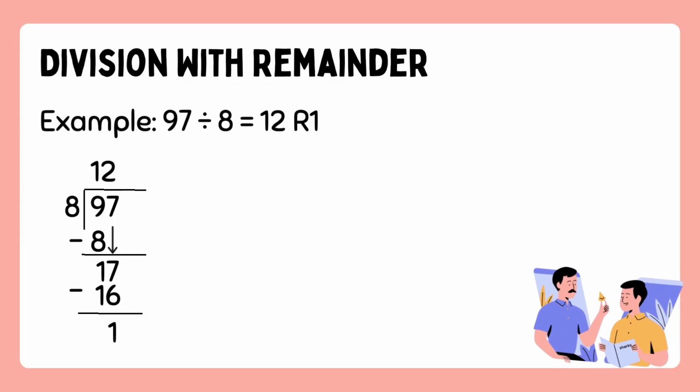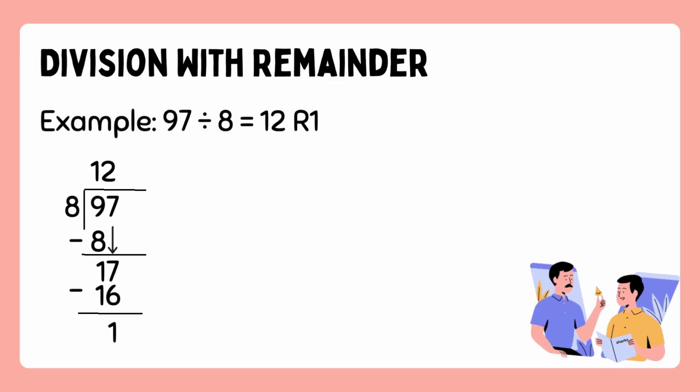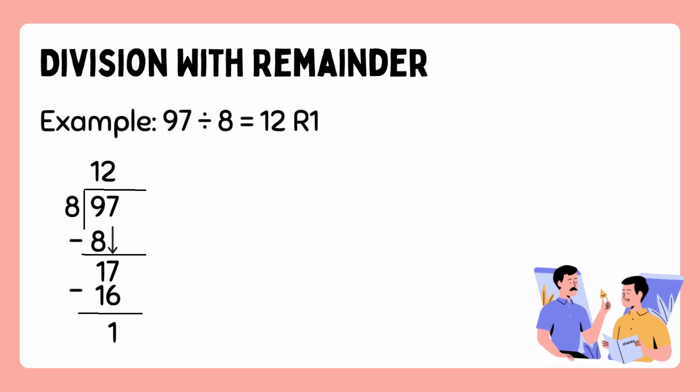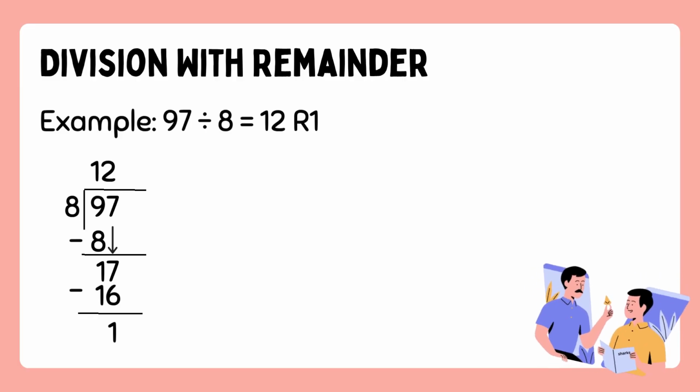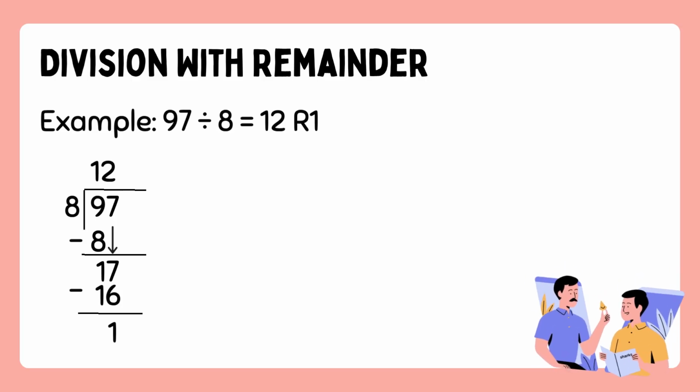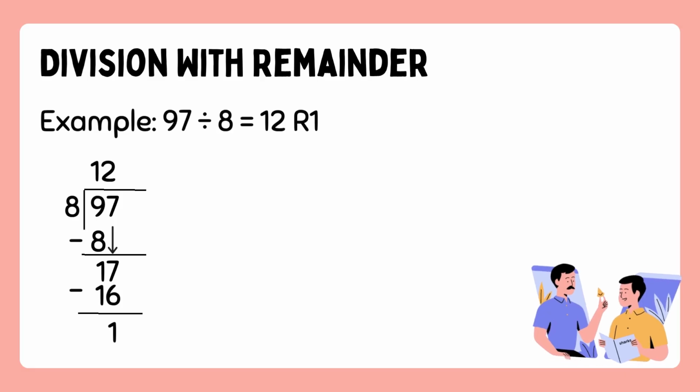Now there are no more digits to bring down, and we have a final remainder of 1. Answer format. We write the quotient as 12r1. Read, 12 remainder 1. Check. Multiply quotient times divisor and add remainder. 12 times 8 equals 96, plus remainder 1 gives 97, the original dividend. So the answer is correct.